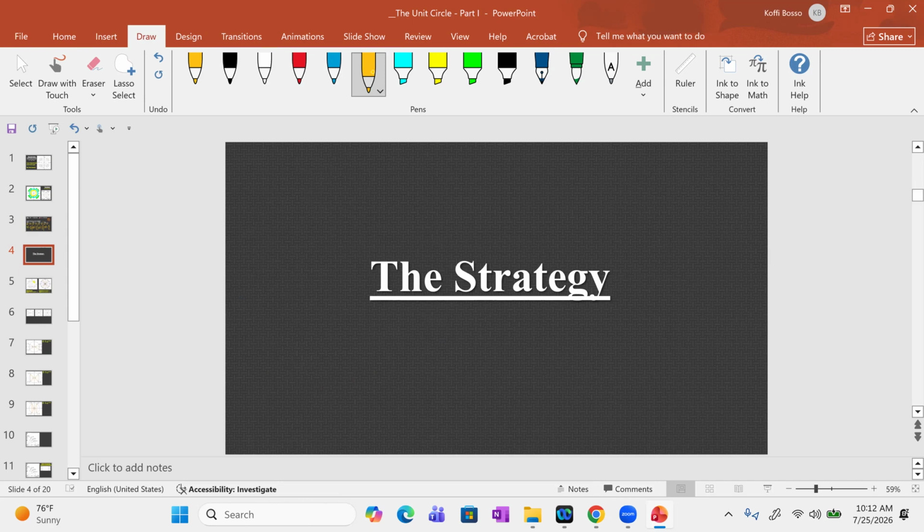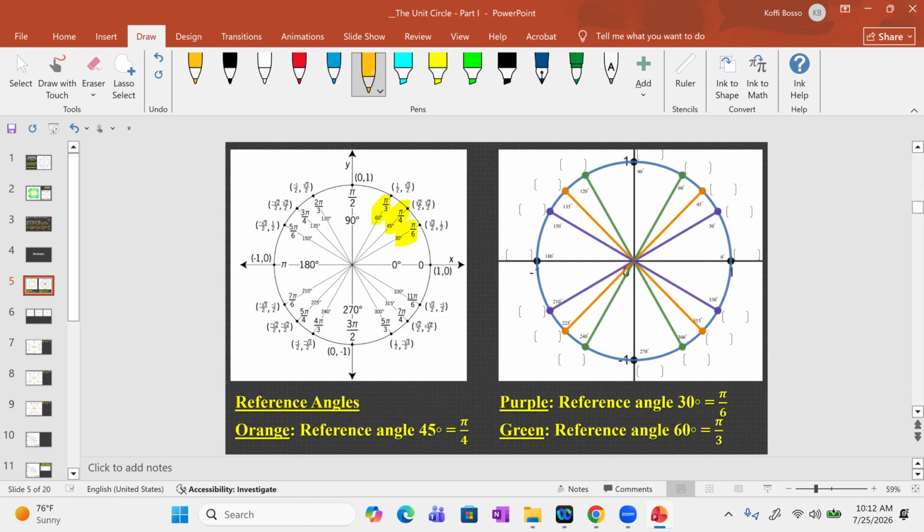After you understand the components, or the basics, of a unit circle, let's see the strategy. You see, on the left side, we have that unit circle with all angles and the coordinates of each point. That looks like something complicated, but it's simple. That's why we say we're going to use a strategy here. Understand that there are three angles you need to know, and these three angles summarize everything.